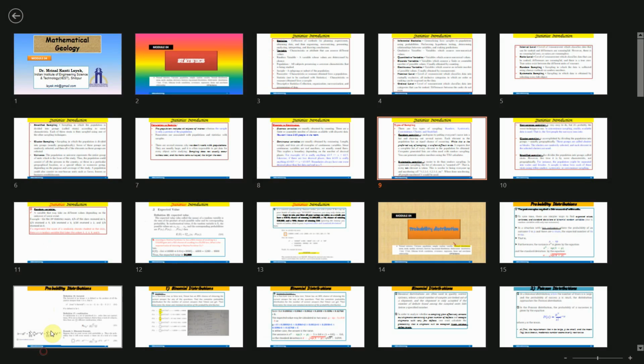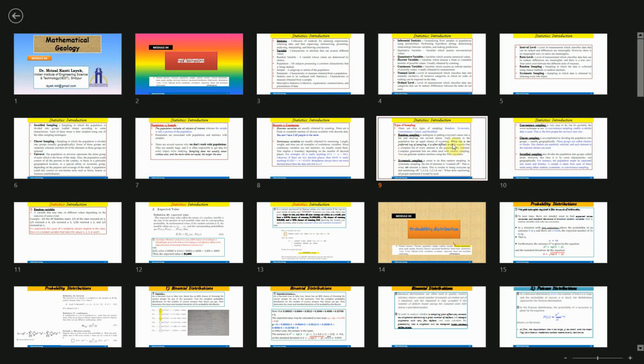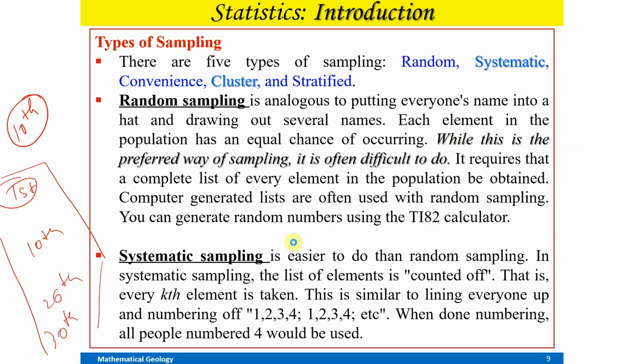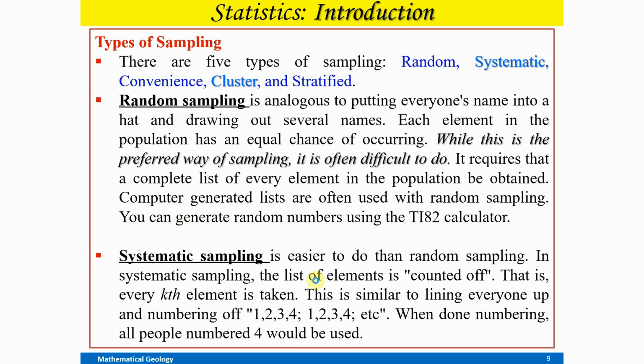Okay, so this type of sampling is called systematic sampling. Or what, here one example is there. I don't want you to get confused. So whatever example I have presented, that's systematic sampling, and the example presented here is also systematic sampling. That in systematic sampling, the list of elements is counted off, and every kth element is taken. Okay.